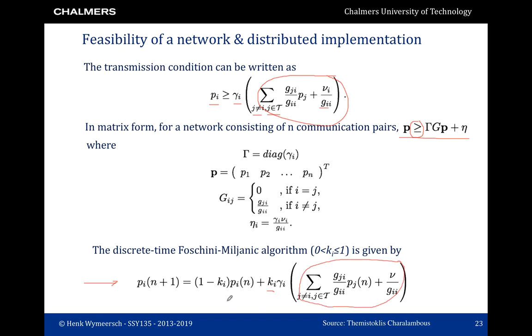It will then adapt the power accordingly. So the next iteration for its power will be the previous value times 1 minus k_i, so this is almost the previous value, with a correction factor that depends on its SINR threshold and the observed interference. Under some technical conditions, this algorithm can be shown to converge to the optimal value.